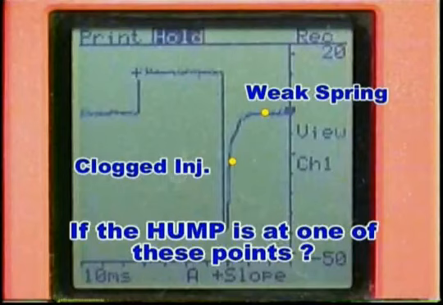If on the other hand this point is too far up or further away from the zero line, then it is a good indication of a clogged injector unit. The less fuel inside the injector, the faster its spindle will close.